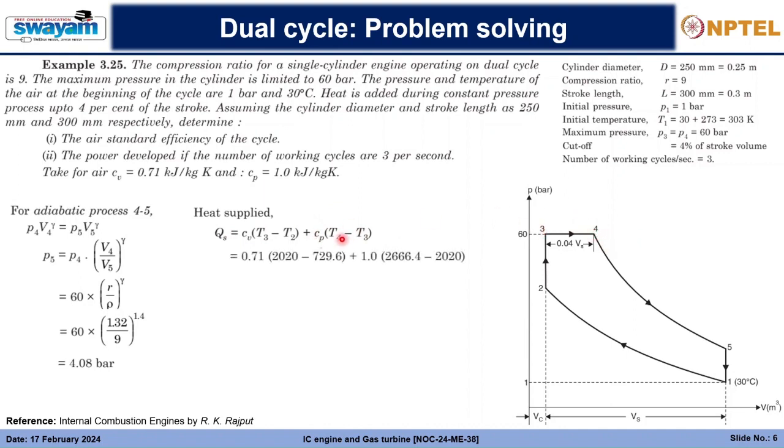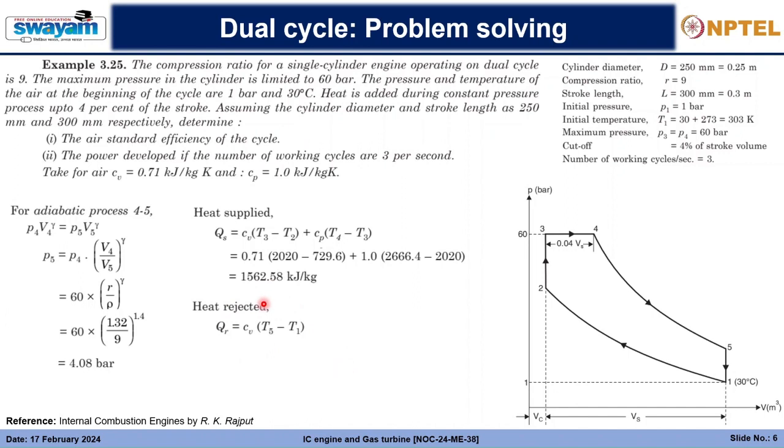Accordingly, we just plug in the values. We have just calculated T3, then T2, T4 also we know, T3 also we know. Then the total heat supplied comes as 15,062 kilojoule per kg of air. We know the heat supplied. If we know the work output, then we can directly get the air standard efficiency of the cycle.